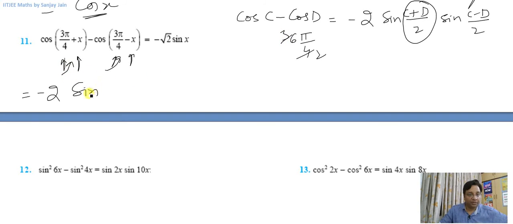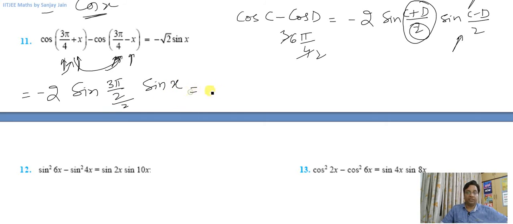So this will become minus 2 sin 3 pi by 2 divided by 2, right? We have added these angles, and we further have to divide it by 2. So this will become 3 pi by 4. And what is remaining here? Sin c minus d by 2. Now when I subtract, the 3 pi by 4 will get cancelled, and x minus minus x will become 2x, and divided by 2, it will become x.